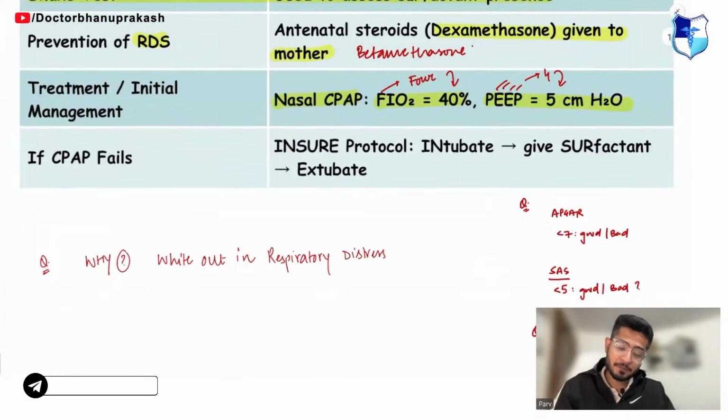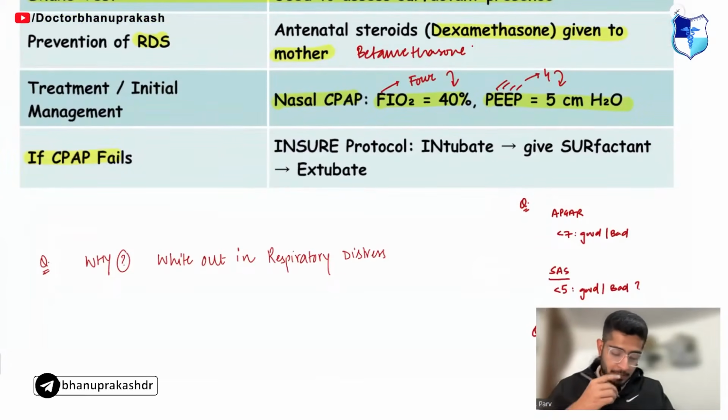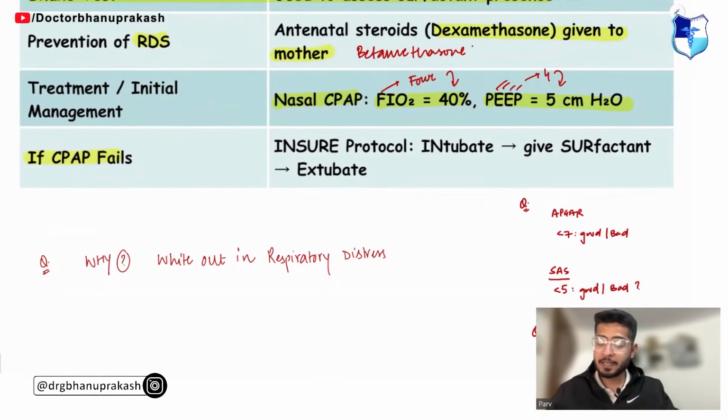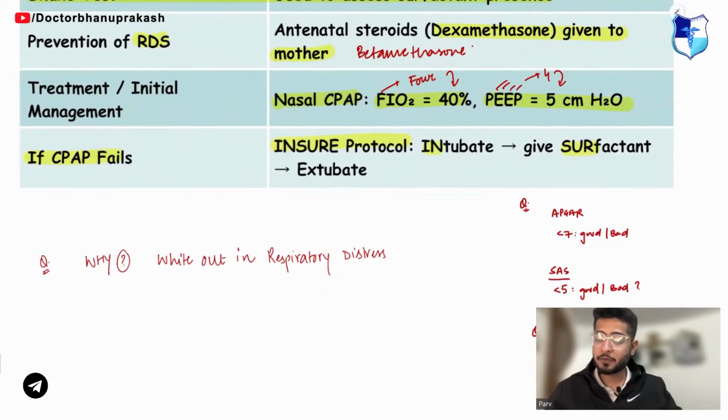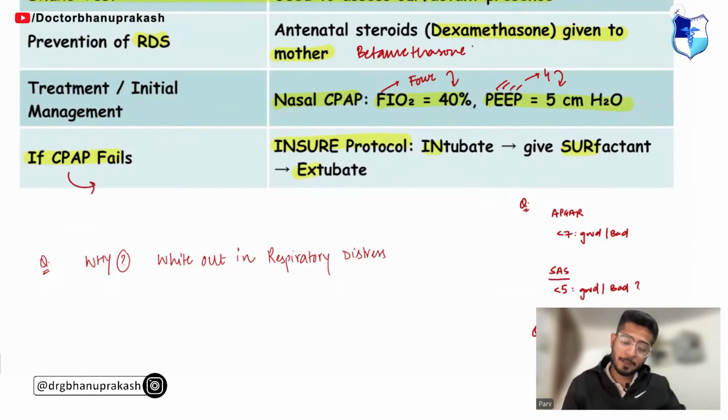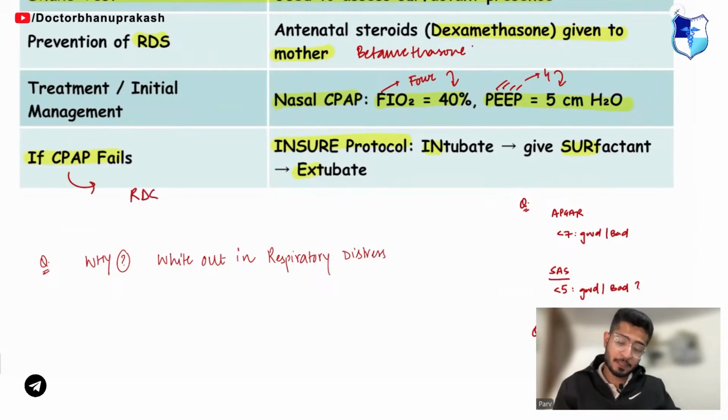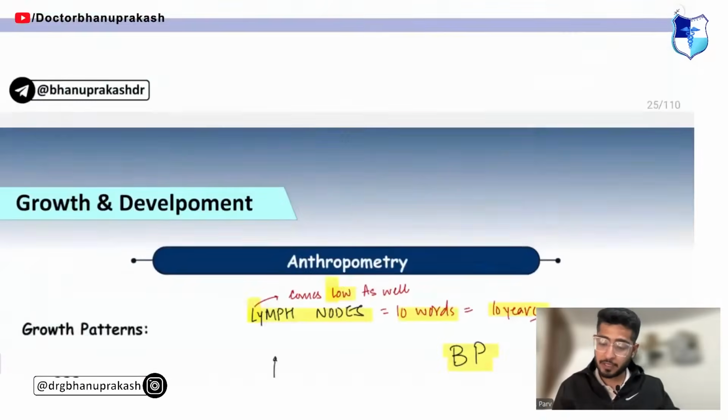If the CPAP is failing, then you have to do INSURE protocol. IN for intubate, SUR for surfactant, and EX for extubate. This protocol is done for what? It is done for respiratory distress syndrome. Very good, very good.